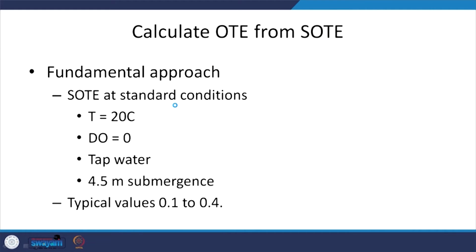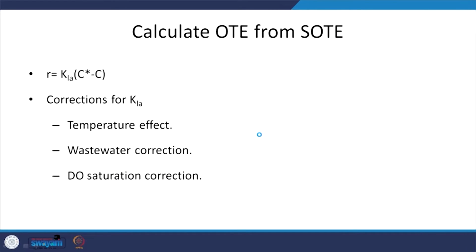Let us look at how we will do that. First, we have to understand that there is a standard oxygen transfer efficiency and what these standard conditions are. These conditions are at 20 degrees centigrade, for water that has dissolved oxygen of 0 milligram per liter, calculated for tap water, and we are assuming a 4.5 meter submergence or depth. For these conditions, the standard oxygen transfer efficiency is calculated.